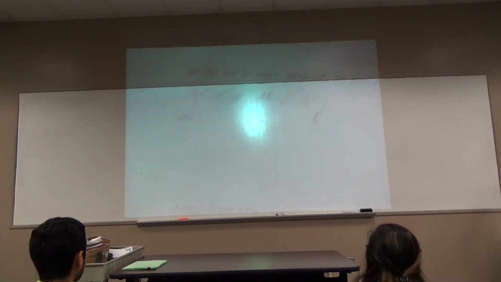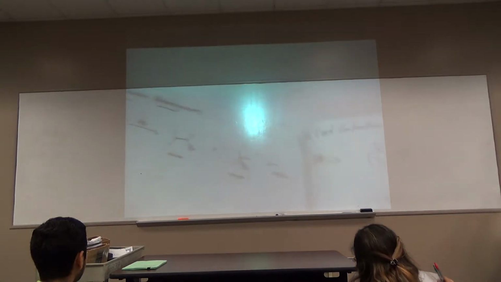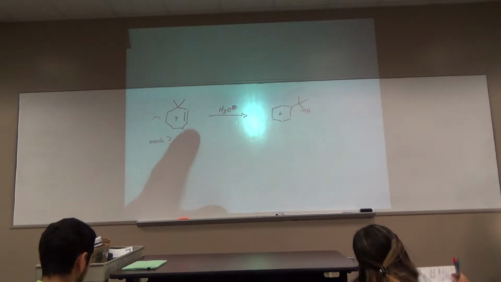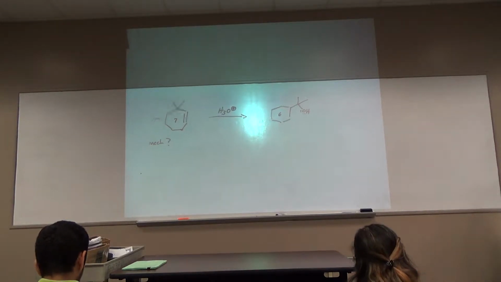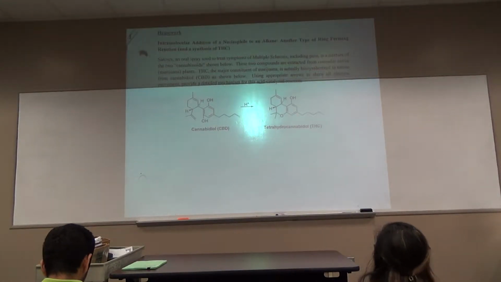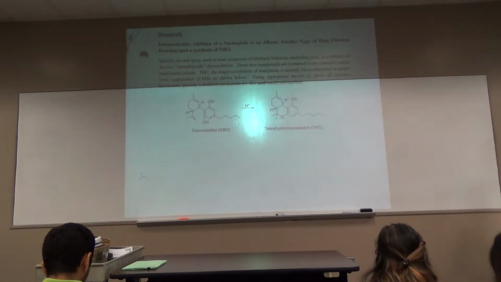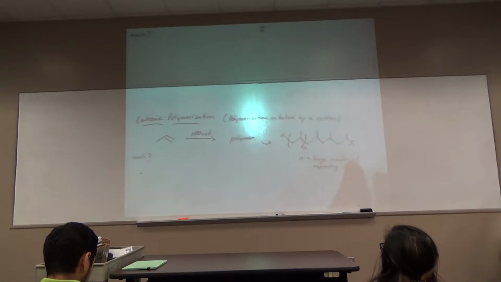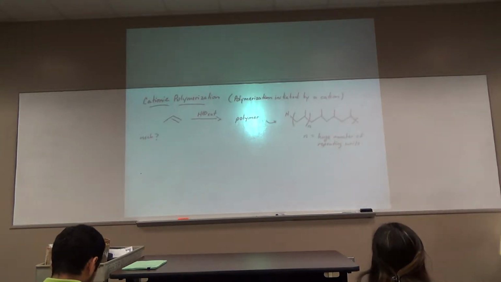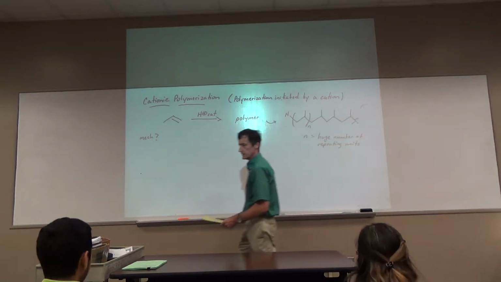Okay, we had two mechanisms. I sent those out to you. The ring expansion here, contraction, 7 to 6, contraction. I also sent you the mechanism for the THC mechanism. Please look at those if you have not. Please be asking questions. Let's begin here with the cationic polymerization.